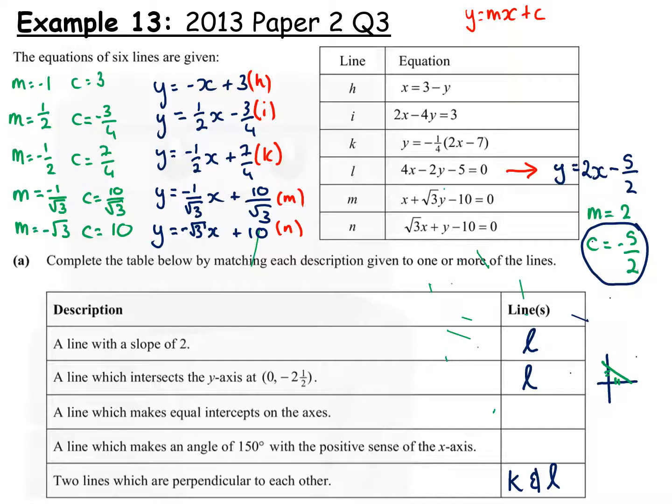The second one that we ignored says a line which makes an angle of 150 degrees with the positive sense of the x-axis. So there's my positive sense of the x-axis, that means the positive side. And 150 degrees is something like this. Now, it's quite hard to work with 150 degrees. So instead what we would say is, if that's 150 degrees, that little angle in there would have to be 30 degrees.